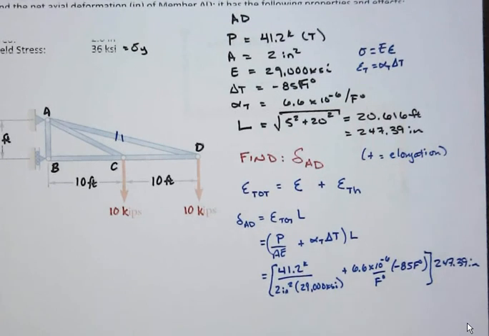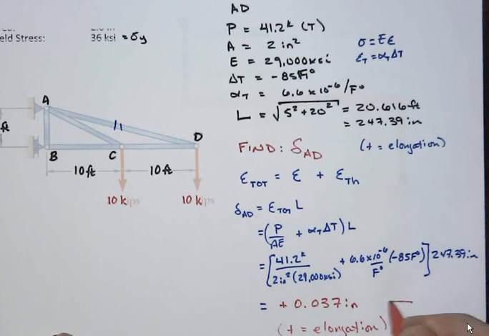And when we multiply that all out, we will find ultimately that we have a net positive elongation of 0.037 inches, plus or minus. And here again, the plus means that we've had elongation. The arrow indicating where the answer is, not the direction of anything.